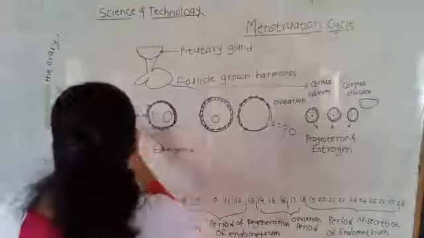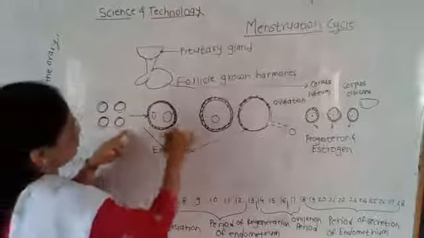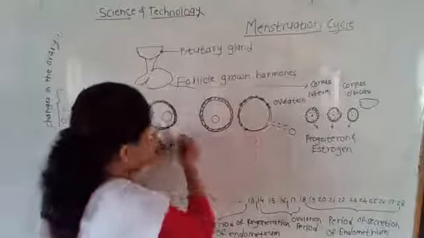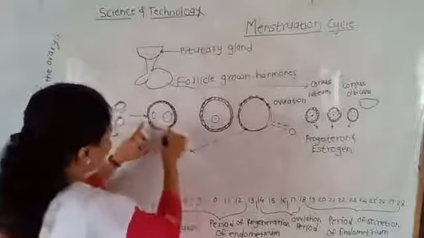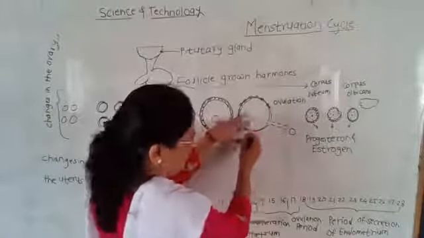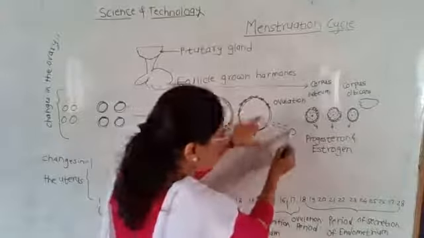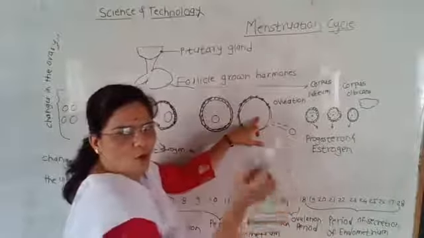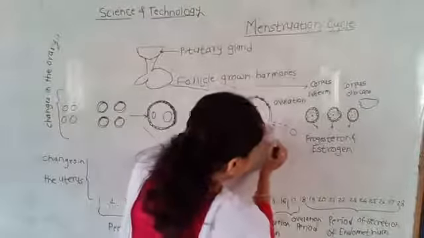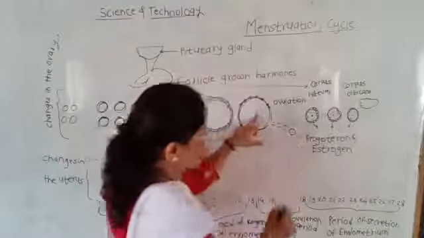This is the development of the follicle into the oocyte, and under the influence of estrogen, the development takes place. When the subsequent development takes place, this is called ovulation. At that time, the ovum is released, and that is called ovulation.